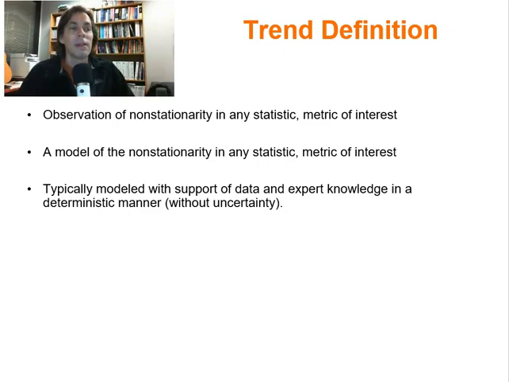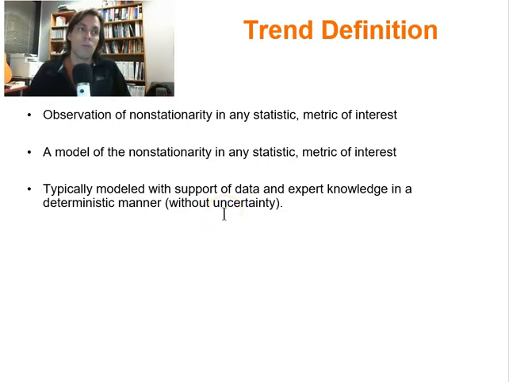Okay, let's just do a broad trend definition so we can move forward now. Observation of non-stationarity in any statistic metric of interest. So if I say I see a trend, it means I observe non-stationarity in any statistic over the area of interest. It could also be a model of the non-stationarity in any statistic. This is a trend model. Typically modeled with supportive data, expert knowledge, in a deterministic manner without uncertainty. For the purpose of this course, we'll leave it like that.